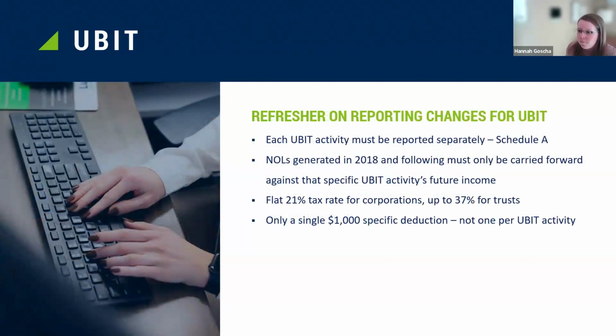Like I mentioned, there was a recent update so that now each activity is reported separately on the Schedule A for the 990-T. Anything generated after 2018 can only be carried forward against that specific activity's future UBIT income. It cannot offset other activities. The tax rate for UBIT for corporations is the flat 21% tax rate. And then for trusts, it's a graduated scale up to 37%. So the UBIT tax can be substantial if you have a substantial amount of income. And then, like I mentioned, you just get that one flat $1,000 deduction per organization.